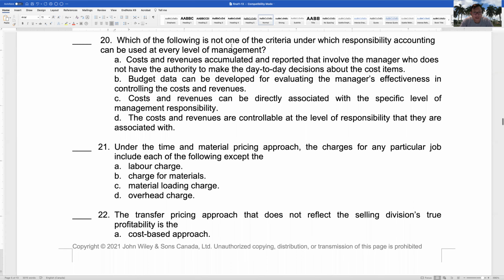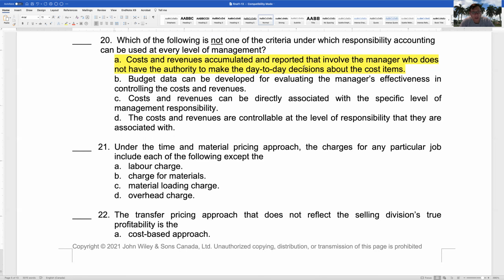Number 20, which of the following is not one of the criteria under which responsibility accounting can be used at every level of management? Here's a not. Cost and revenue accumulated in a report that involves a manager who does not have the authority to make decisions. So this is very obvious, right? A is wrong. We are trying to get everyone involved, especially the people who have decision-making authority, who have the frontline information.